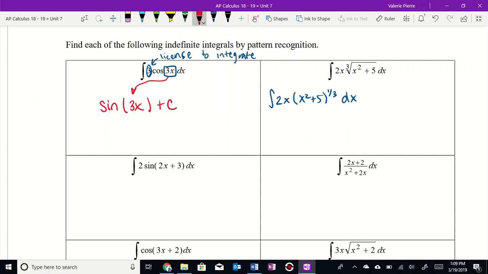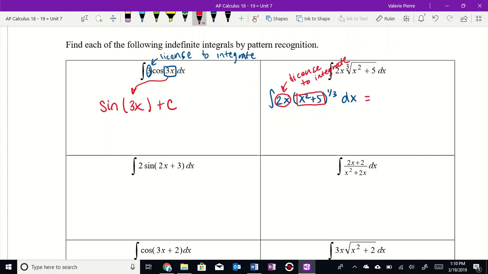Okay, so here we are again. The inner function is x squared plus 5. The derivative of that is 2x. This gives us the license to integrate, because the derivative of x squared plus 5 is 2x. So this gives us the license to integrate our outer function.